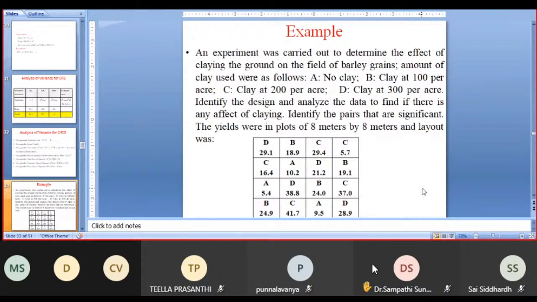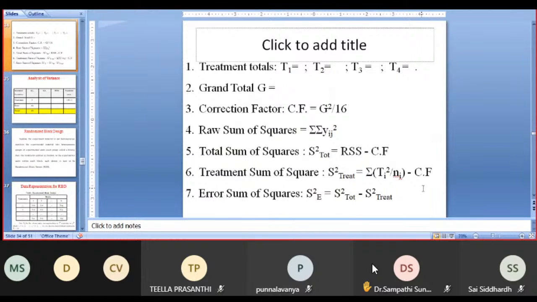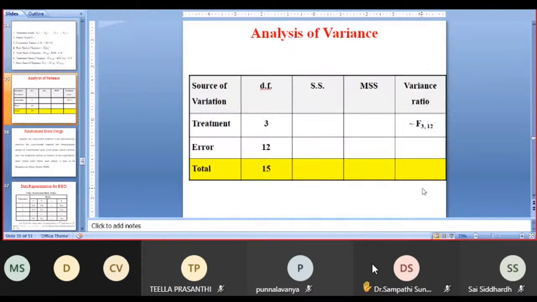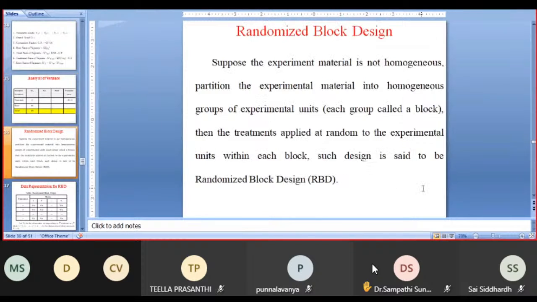Now I want to carry out the analysis. Whatever the general procedure is, you complete it, just to carry out the analysis of variance for one-way classification. Now the other design is the randomized block design.